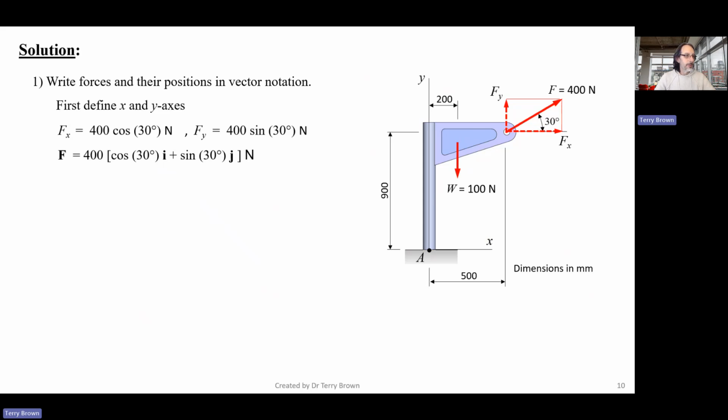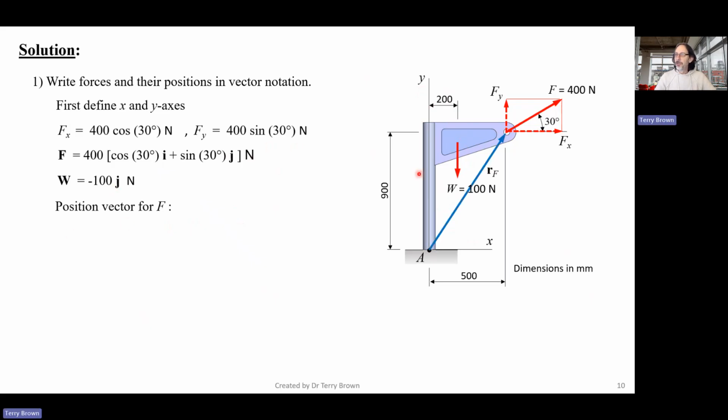Let me get my laser pointer back here. There we go. Okay. And our weight vector here, or the weight of the lug expressed as a vector. So it's just going in the I direction, sorry, the J direction, in the minus J direction.